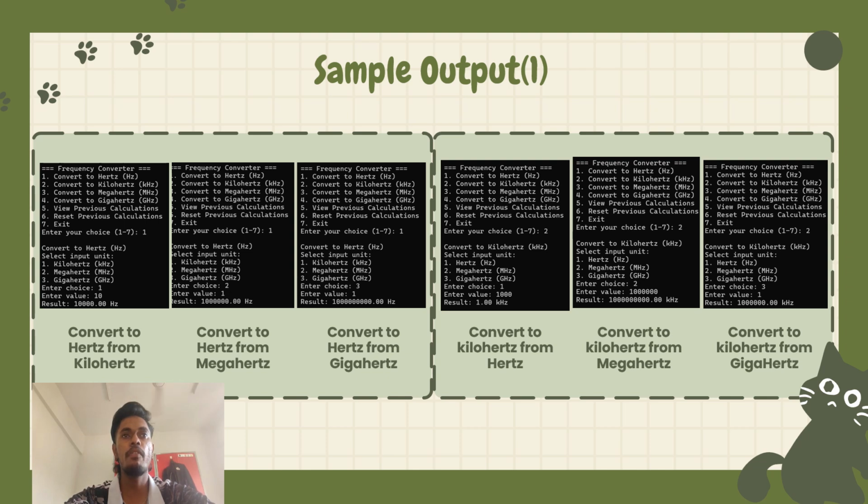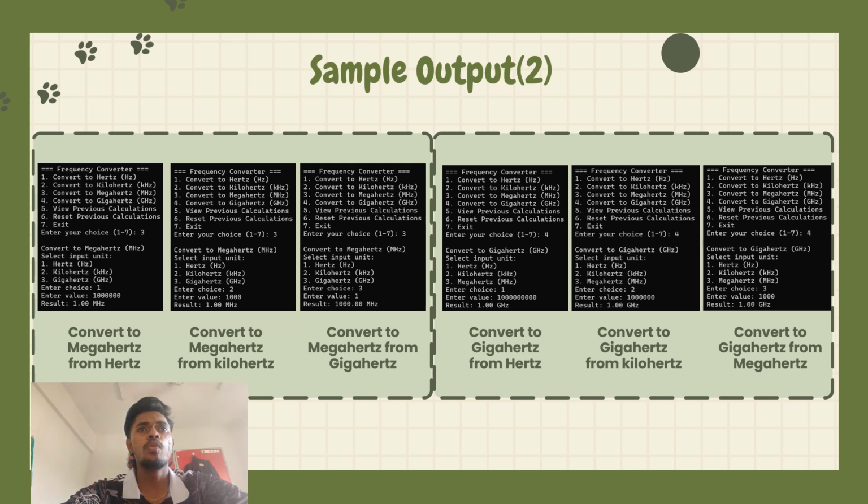The program then performs the correct calculation using multiplication or division based on metric unit conversion, such as multiplying by 1000 or dividing by 1000. The result is displayed immediately and also saved to the text file for future reference. This efficient menu-driven structure ensures that users can carry out conversions quickly and accurately.